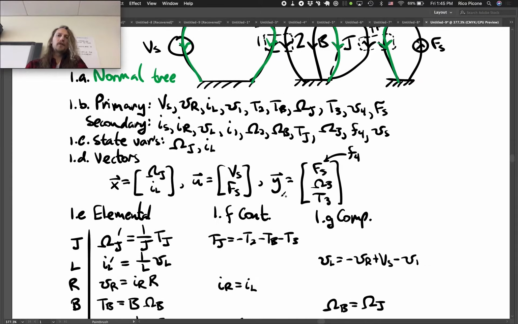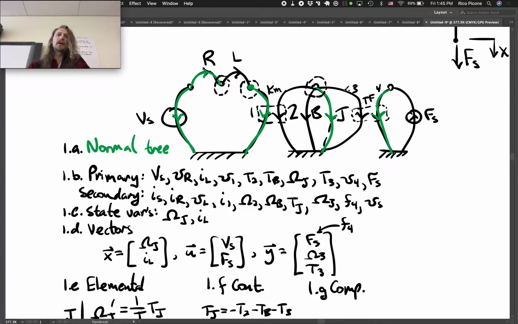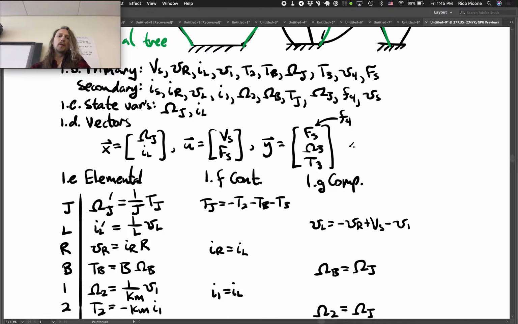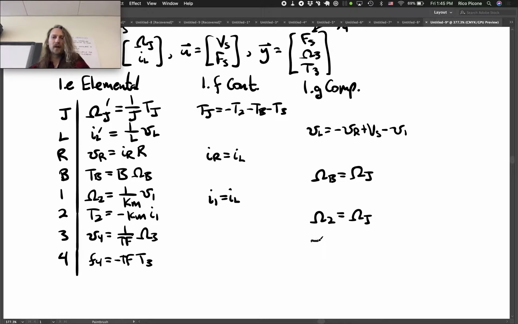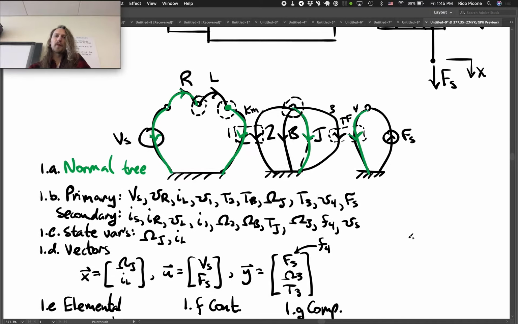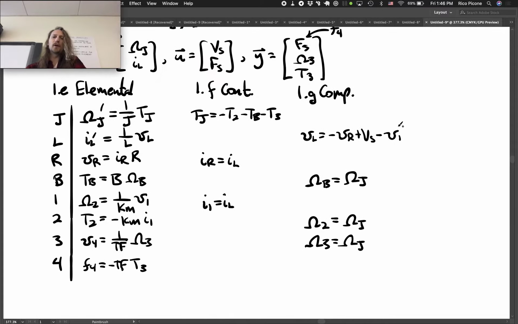And 3 and 4, so we see that 3 is a link. Once again, it creates a loop with omega J, so omega 3 equals omega J, another compatibility equation. And finally, for 4, we have another branch, so we do the continuity equation for this contour. Since F4 is leaving the contour, it has to equal everything going into the contour, which is Fs. So F4 equals Fs, which is a continuity equation.